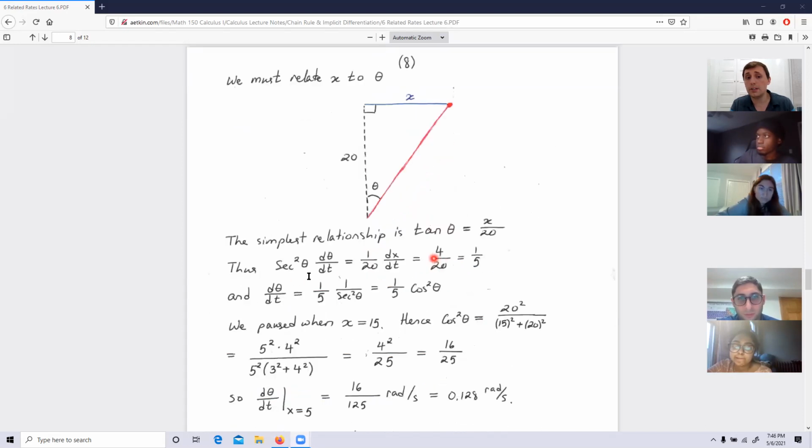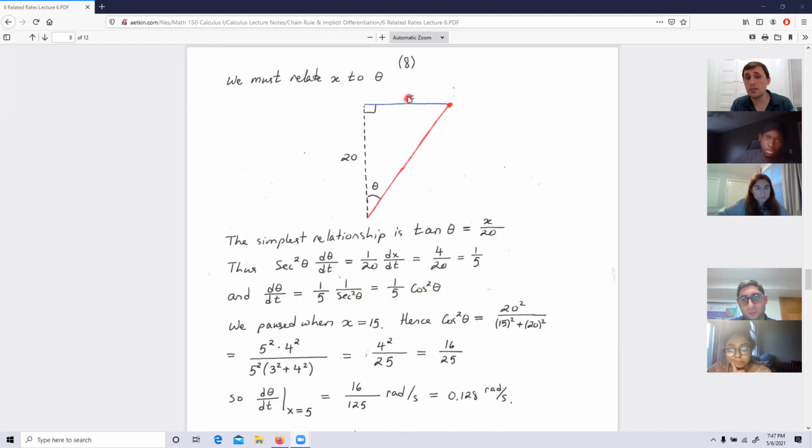I take the derivative with respect to time, you get secant squared theta times d theta/dt. I want to know d theta/dt, how fast is this rotation happening? Equal to 1 over 20 dx/dt, which is 1/5. So that means d theta/dt is 1/5 times 1 over secant squared theta, which is 1/5 cosine squared. Now I pause when x is equal to 15, guys. What is cosine squared? Look at it.